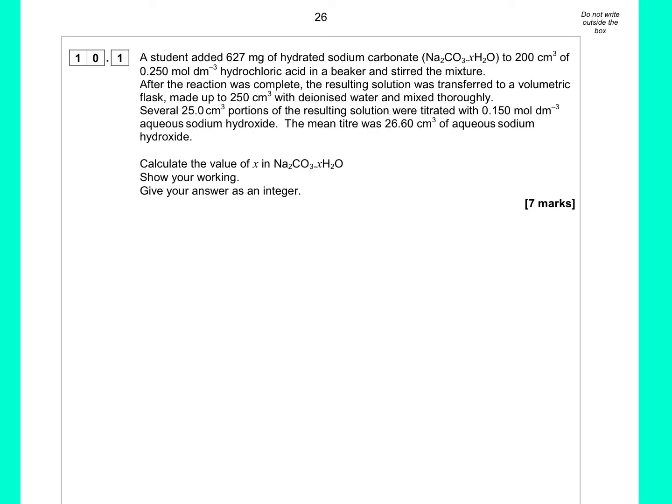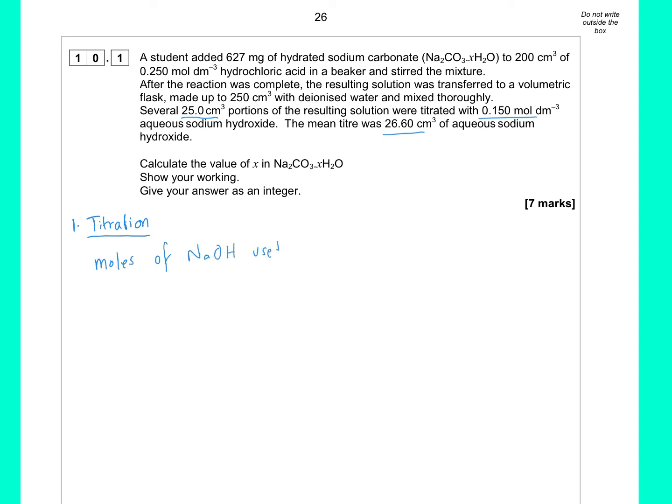So the final question on this paper 1 is a 7-mark calculation amount of substance question, which covers a titration, but where you're working out the number of moles of water of crystallization. With all of these questions, I would suggest you look for something you know the most about, and I would normally say you start with the titration, get the data and the number of moles from the titration, and then put those back into the initial reaction.